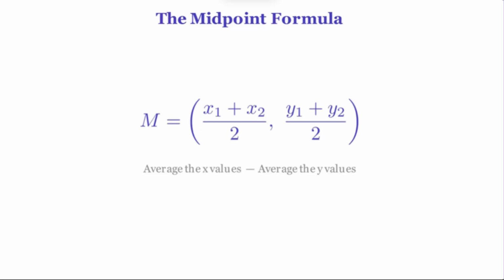The midpoint formula says the midpoint M equals the quantity (x1 + x2) divided by 2, comma, (y1 + y2) divided by 2. In other words, you just average the x values and average the y values. That gives you the coordinates of the point that sits exactly halfway between the two.